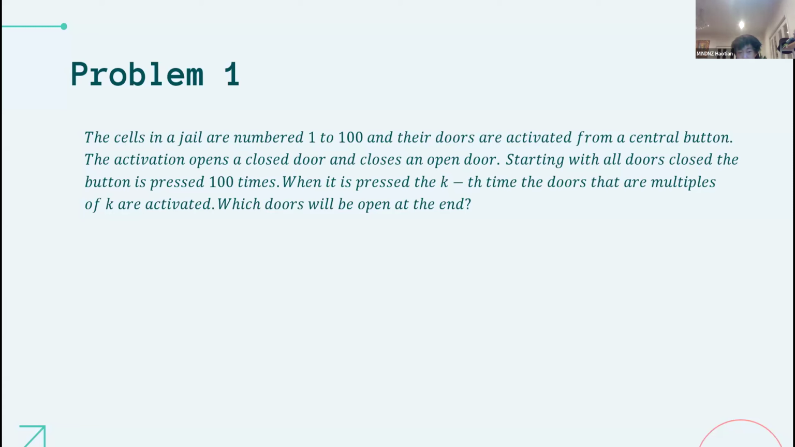Okay, it seems like some people are struggling a bit. So the hint is to maybe play around with the first few doors, and then you might notice a pattern with some of the doors and which doors are open or closed. And especially maybe there's something to do with the square numbers.